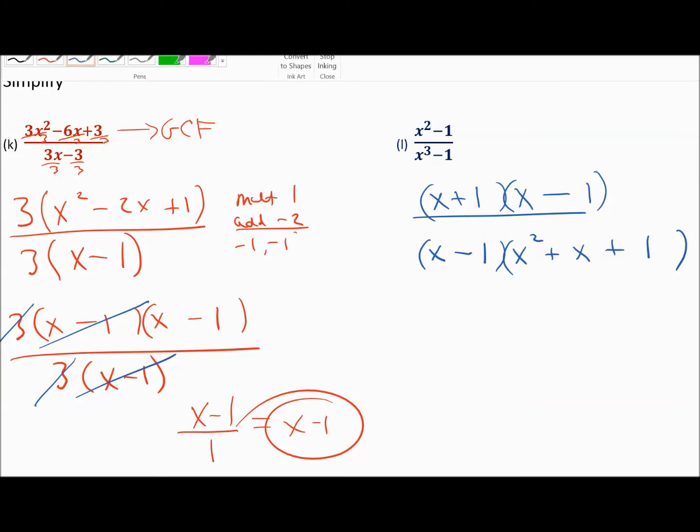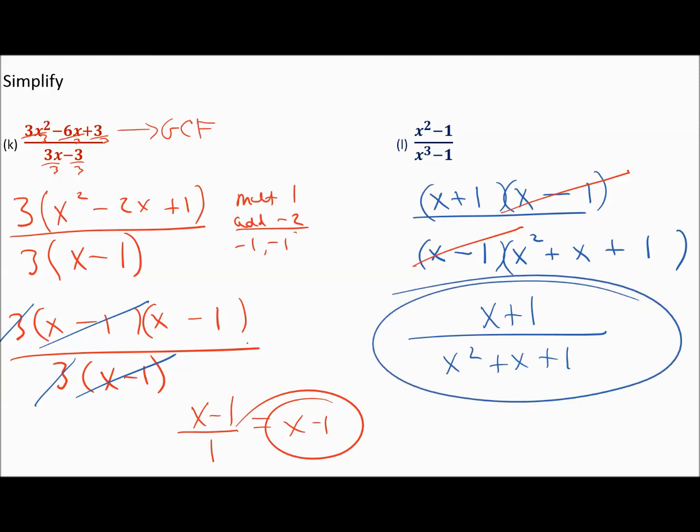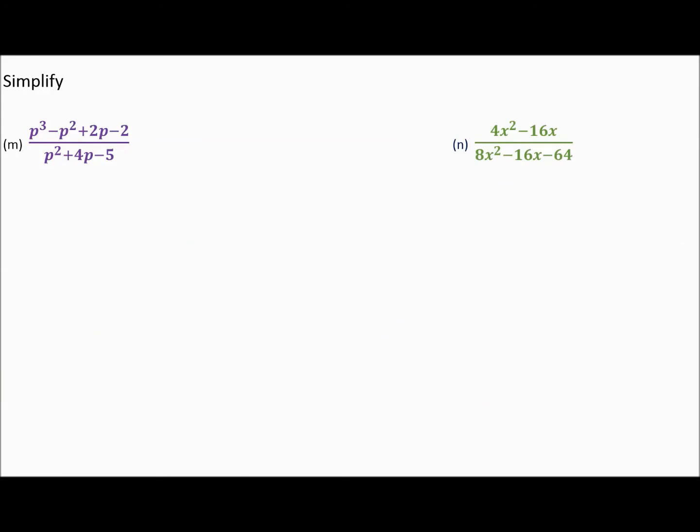Now I can cancel common factors. So when I cancel this x minus 1 here, it cancels with this x minus 1 here, which gives me a final result of x plus 1 in the numerator and x squared plus x plus 1 in the denominator. Notice there are no more factors at all, so I cannot cancel anything else. That problem is complete. So I have about 7 more problems for you. Just hang with me. Notice they get more and more challenging as we go along.